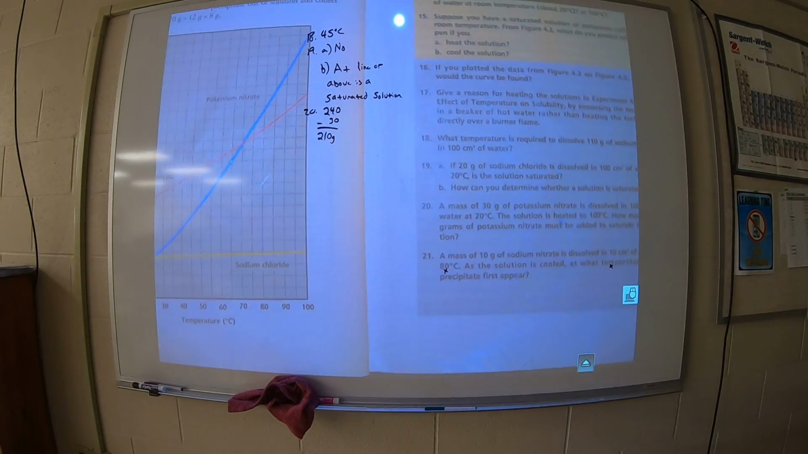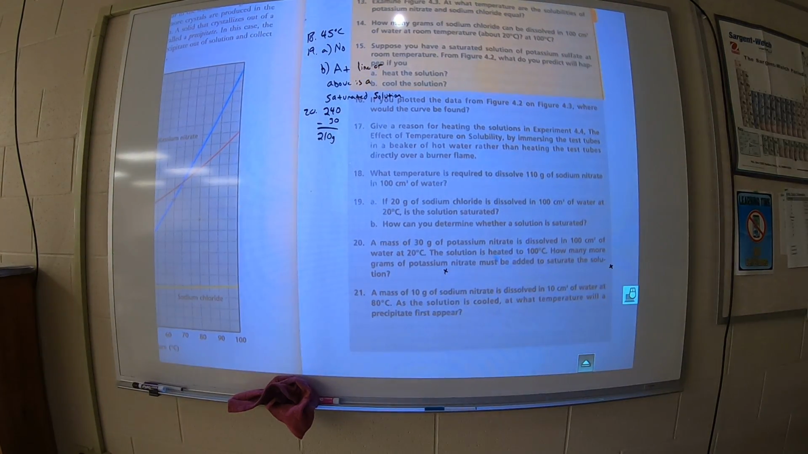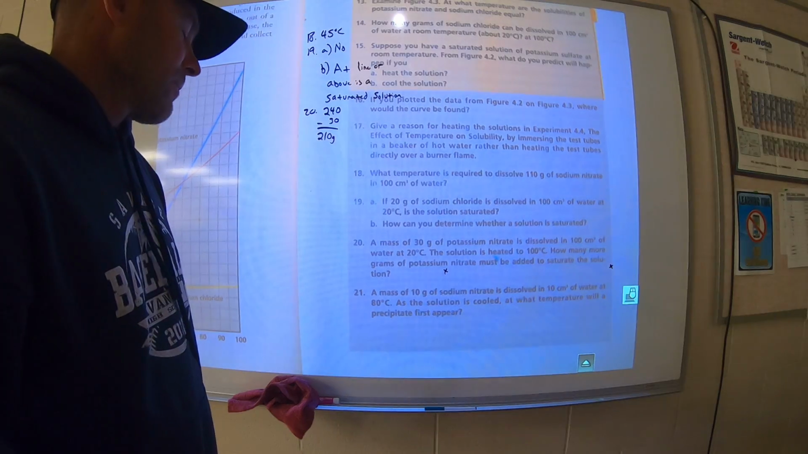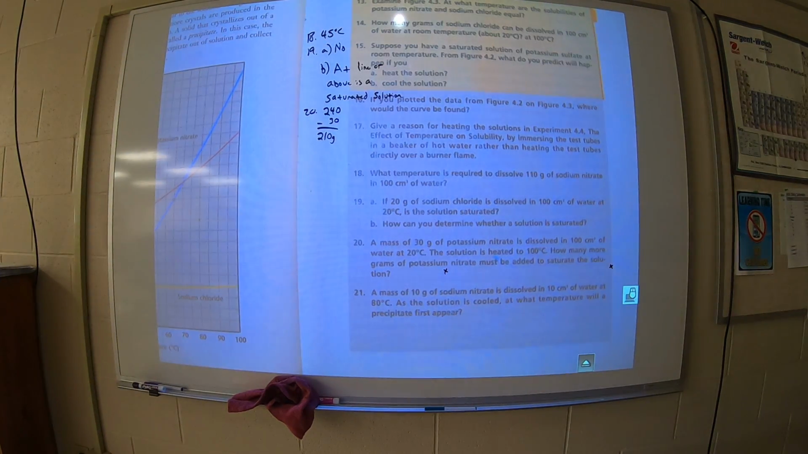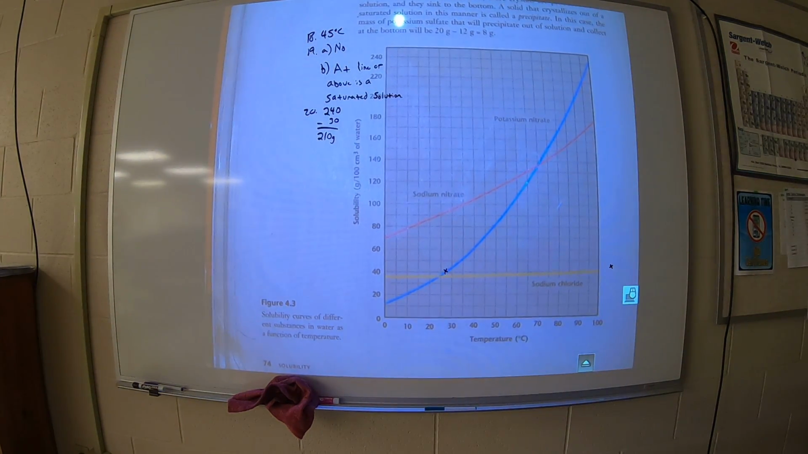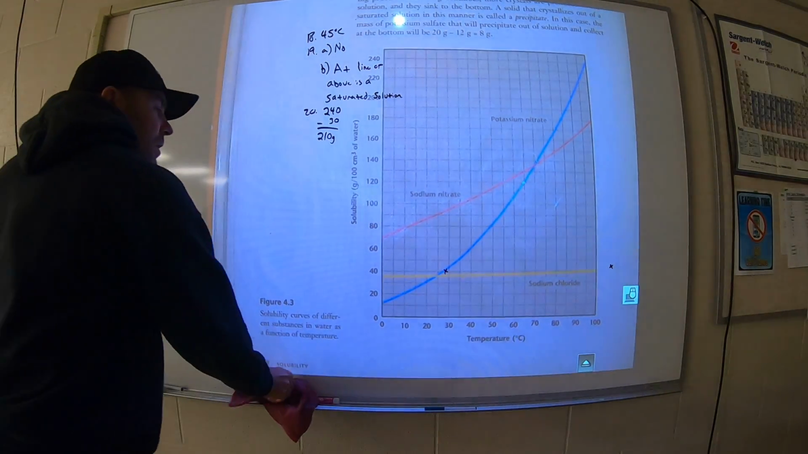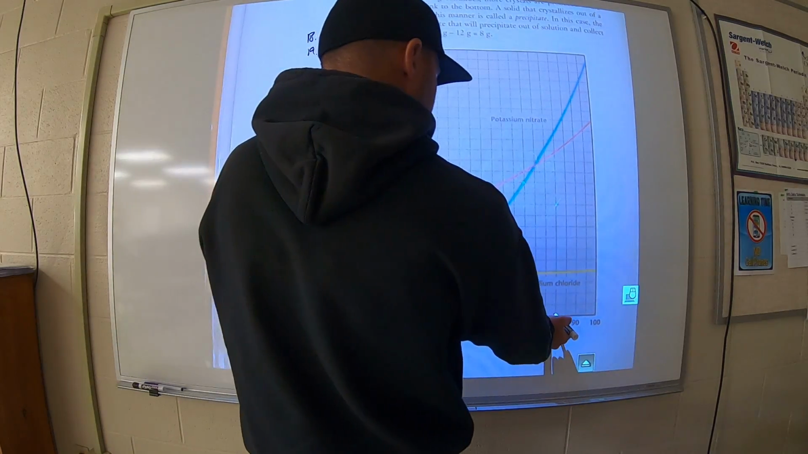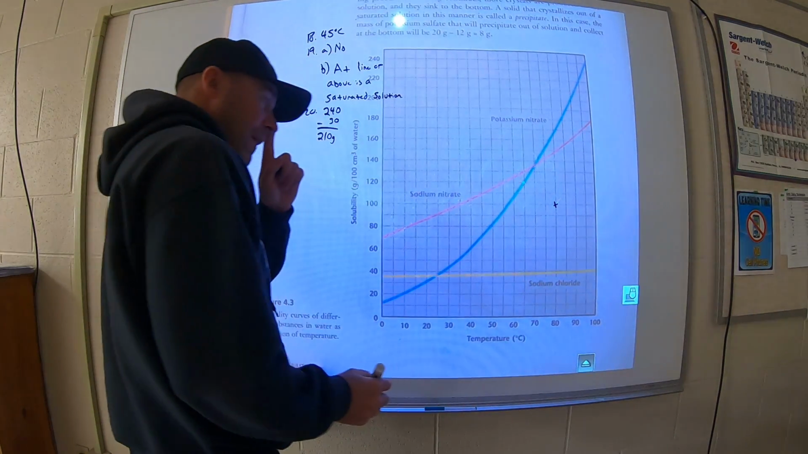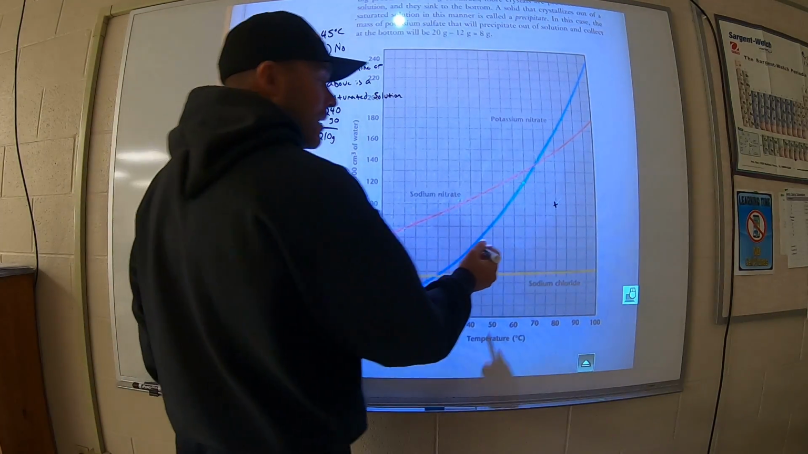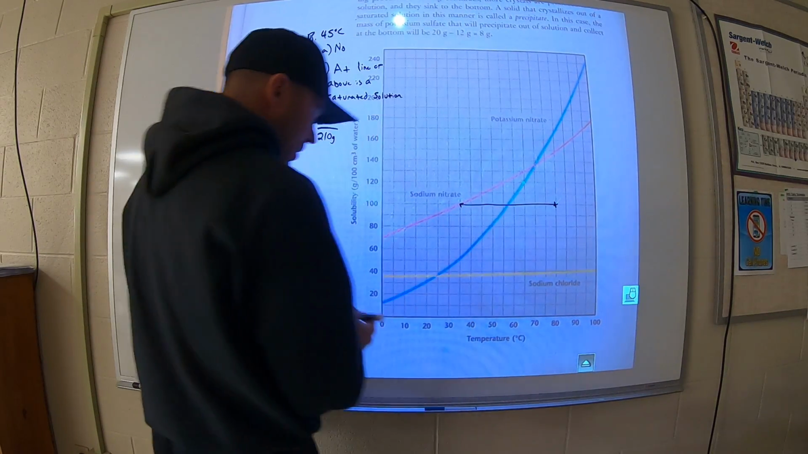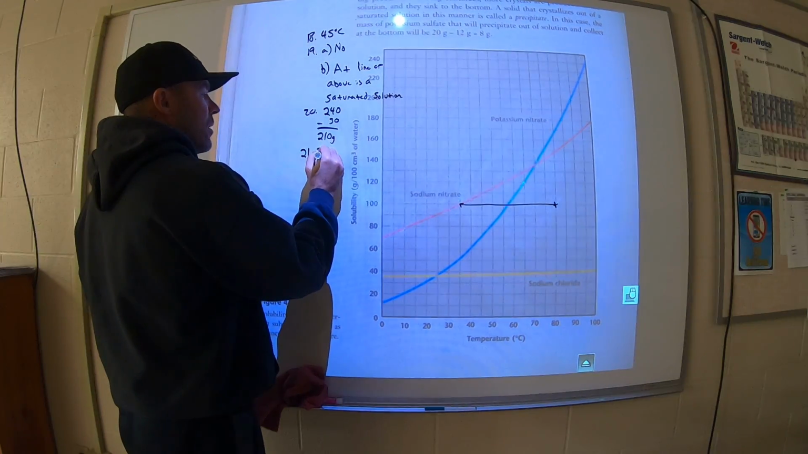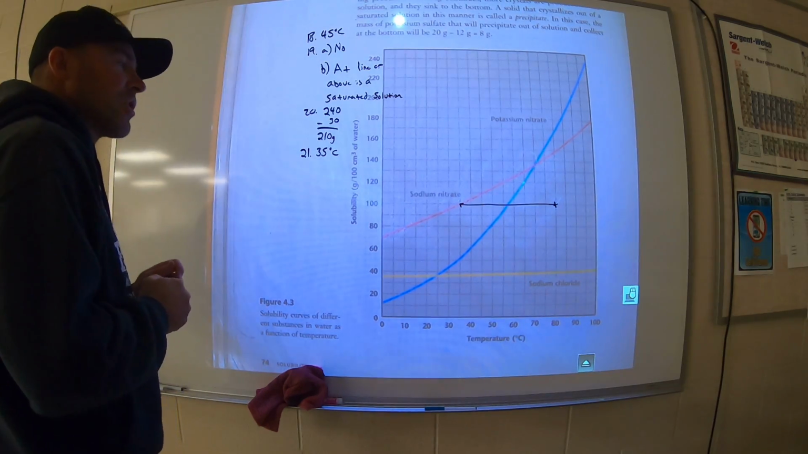And then the last one, number 21. A mass of 10 grams of sodium nitrate is dissolved in 10 cubic centimeters of water. If we scale that up, that's 100 grams in 100 cubic centimeters of water, because that's what we want it in. So the units are the same. At 80 degrees Celsius, as the solution is cooled, at what temperature will a precipitate first appear? So 100 grams in 100 cubic centimeters at 80 degrees Celsius is about right here. We want to know the temperature at which the precipitate first starts to appear. That's going to be the temperature at which we hit this red line or this pink line. So right there, at about 35 degrees Celsius, we're going to start to have a precipitate start to form. So 35 degrees Celsius. Remember, a precipitate is just the solid coming out of solution.